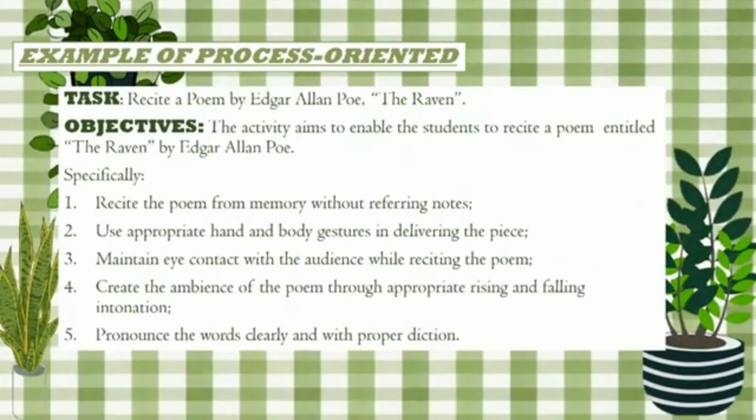On the screen is an example of process-oriented. Task: recite a poem by Edgar Allan Poe, The Raven. Objectives: the activity aims to enable the students to recite a poem entitled The Raven by Edgar Allan Poe. Specifically, recites the poem from memory without referring to notes, uses appropriate hand and body gestures in delivering the piece, maintains eye contact with the audience while reciting the poem, creates the ambience of the poem through appropriate rising and falling intonation, and pronounces the words clearly and with proper diction.